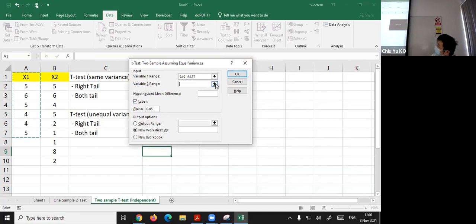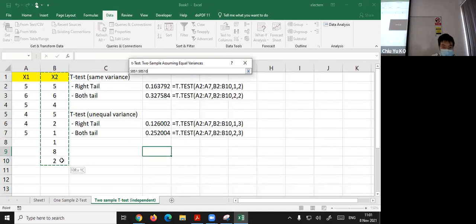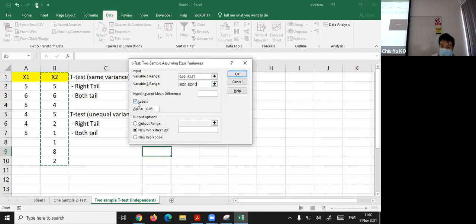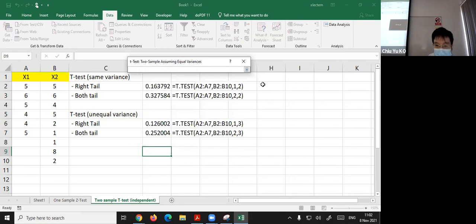And variable 2 will be the whole column B. And we have labels, that's why we include the label there at the top. And what we usually want to test is 0, so just put 0 there. And alpha is the same alpha we have in class, the significance level. So just click OK, but of course you want to put the output range, because I want to put it somewhere, say, maybe here.